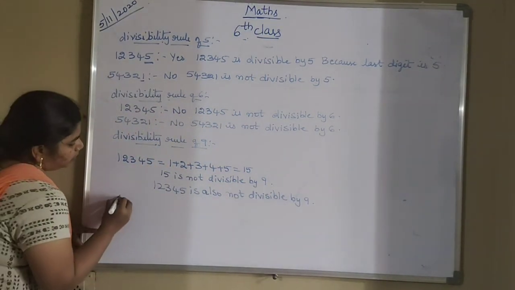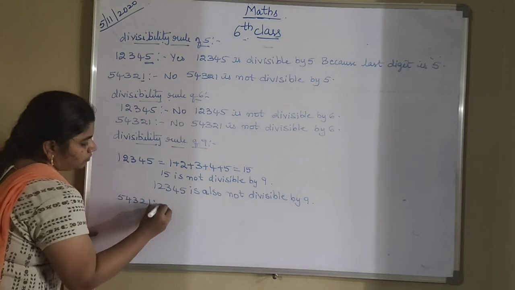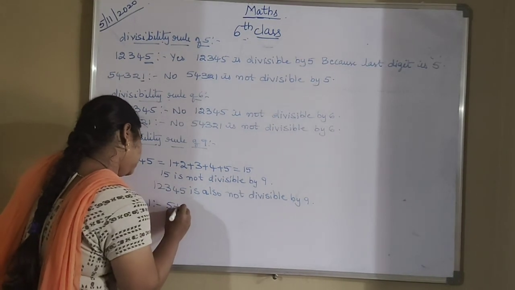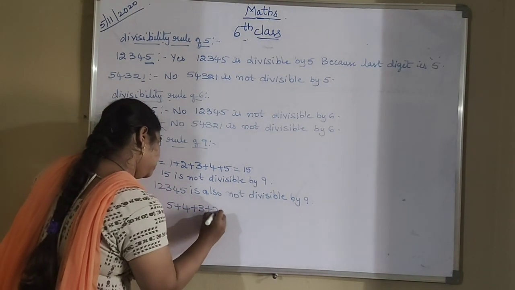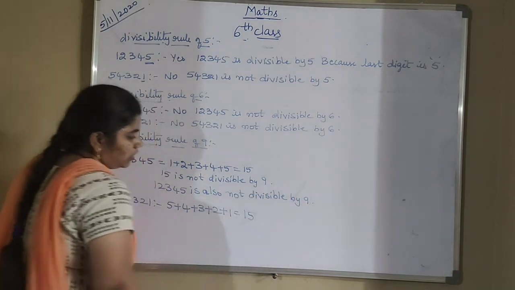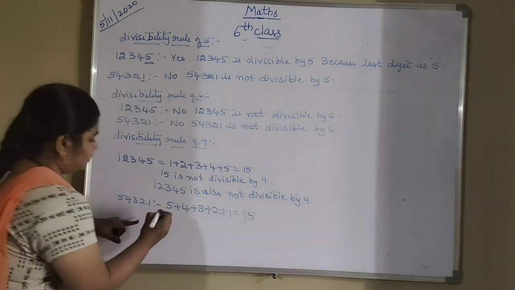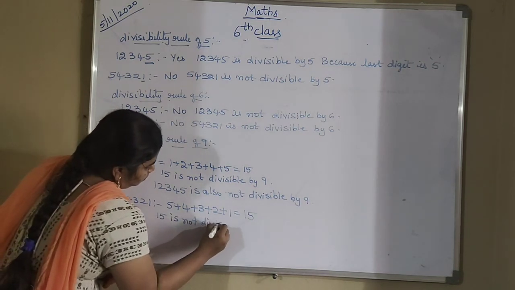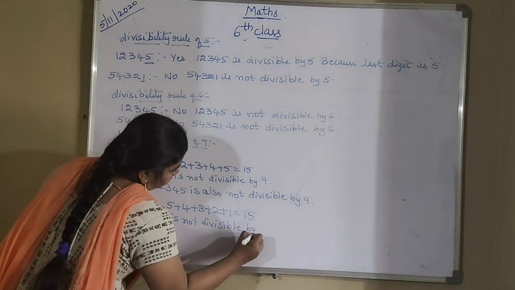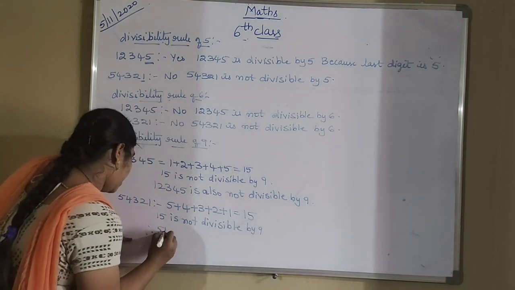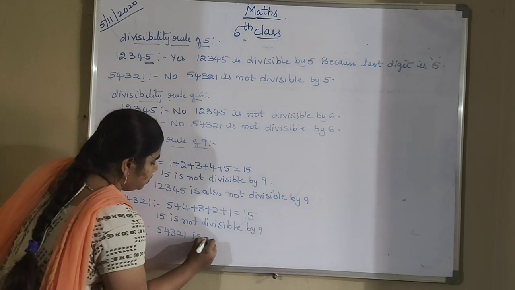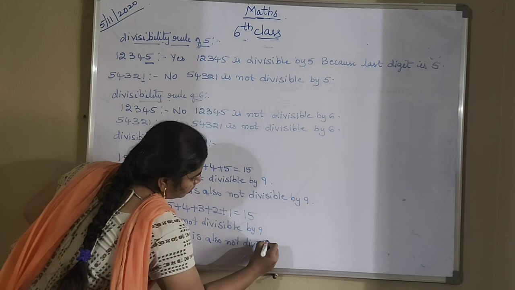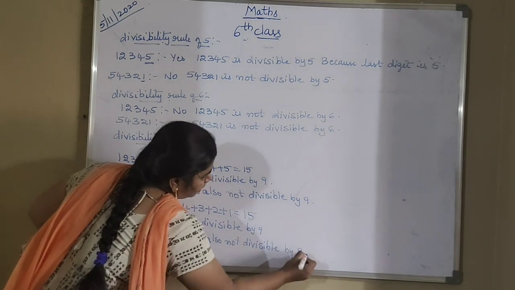What is the reverse number? 5, 4, 3, 2, 1. So add all the numbers. Again the result will be 15. 15 is not a multiple of 9. Therefore 5, 4, 3, 2, 1 is also not divisible by 9.